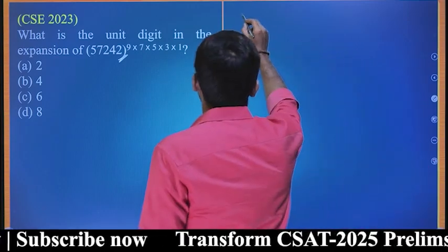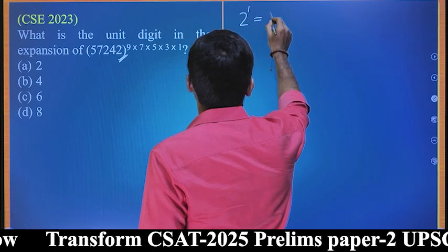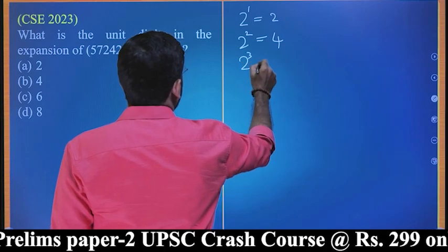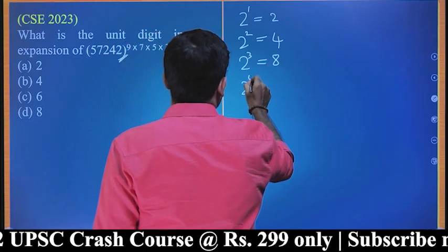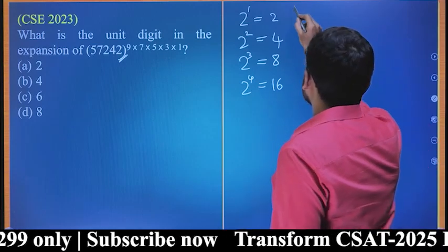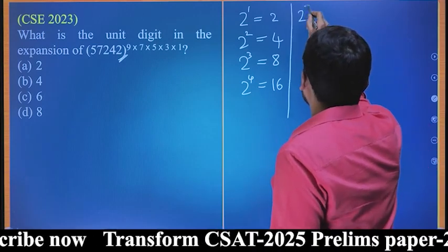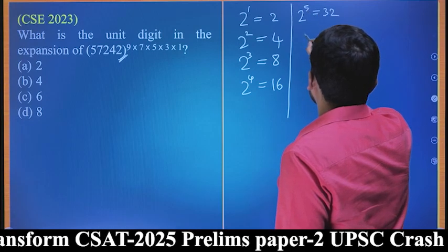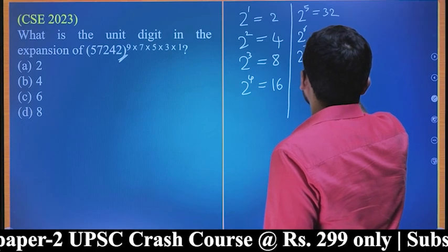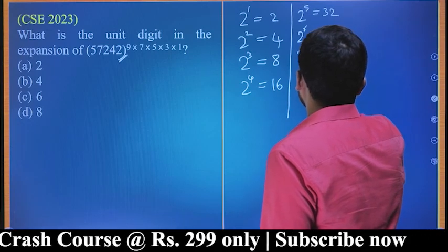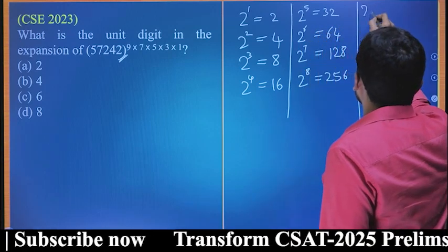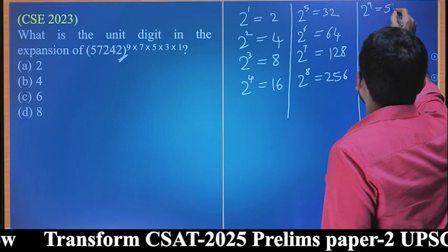For example, 2 to the power of 1 is 2. 2 square is 4. 2 cube is 8. And 2 to the power of 4 is 16. Done. Now let us go further. 2 to the power of 5 is 32. 2 to the power of 6 is 64. 2 to the power of 7 would be 128. And 2 to the power of 8 is 256. We can go further. 2 to the power of 9 would be 512.